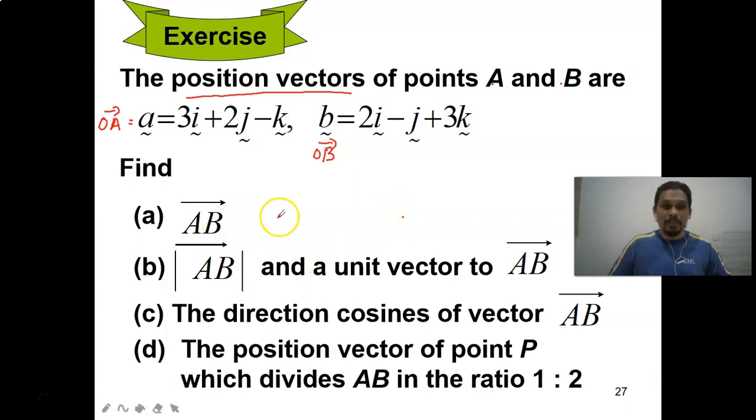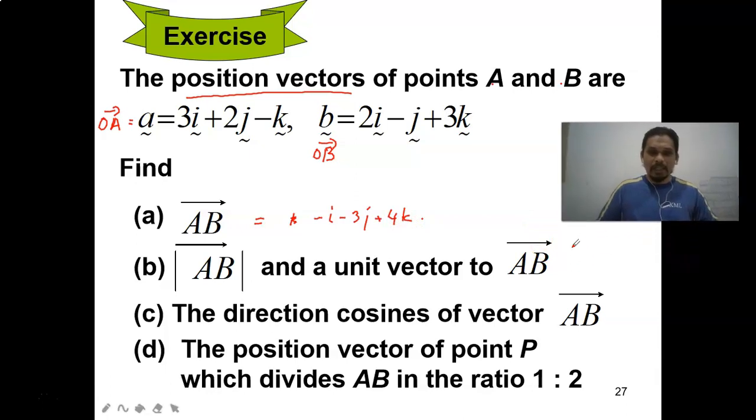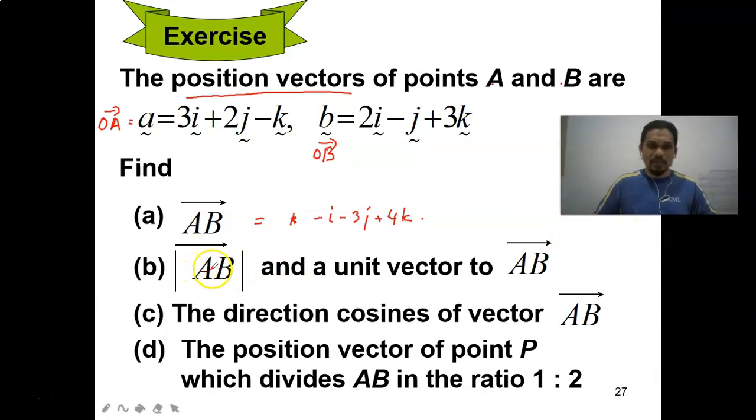So if I give you the vector AB, try to find it by yourself, it is going to give you negative i minus 3j plus 4k. The distance, or absolute magnitude of vector AB, is going to give you square root of 26. And the unit vector of AB is negative 1 over square root of 26, negative 3 divided by square root of 26, and 4 divided by square root of 26.